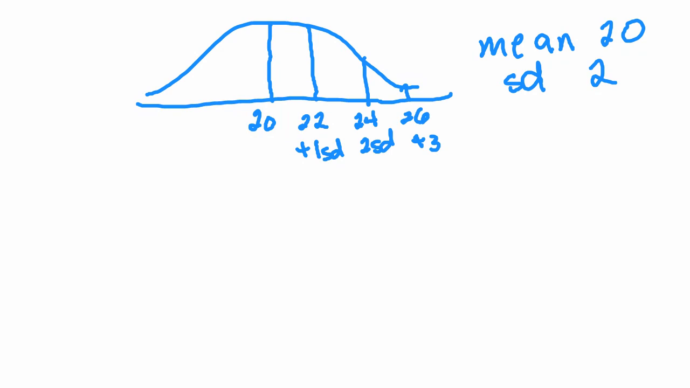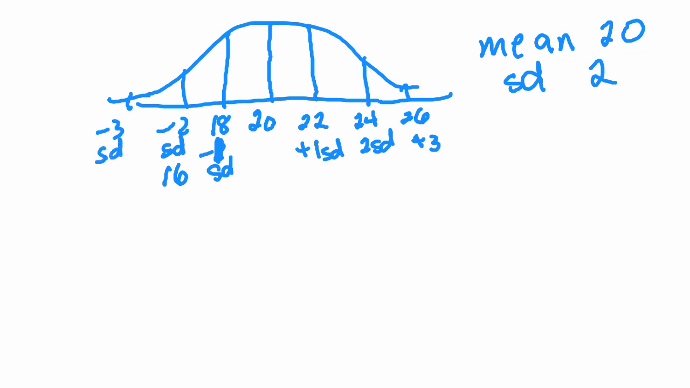And then going this way, you would subtract 1 standard deviation, you'd be at 18. Subtract 2 standard deviations, you'd be at 16. And at minus 3 standard deviations, you'd be at 14. Because our standard deviation is 2, each time we go to the right or left, we either subtract 2 or add 2.